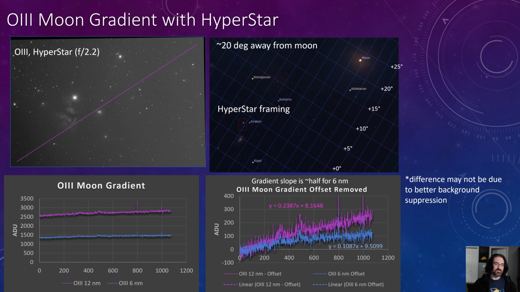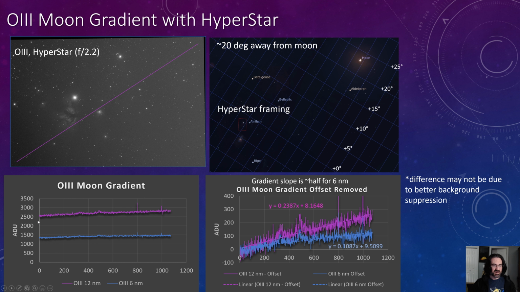One of the next things I was interested in investigating was the OIII moon gradient. How well do these filters suppress moon glow? Well, on the night with HyperStar, the moon was about 87% illuminated. Here's what we could see that we were imaging with HyperStar, and we can see that the moon was in the ballpark of about 20 degrees away. That produced a bit of moon glow that is the gradient that we see here. So again, using my cross-section technique, I put the 12 nanometer and 6 nanometer filter data in an RGB image, extracted the cross-section, and we have our results here.